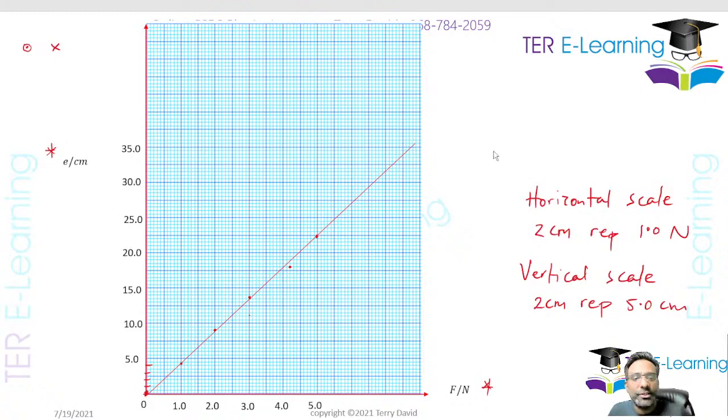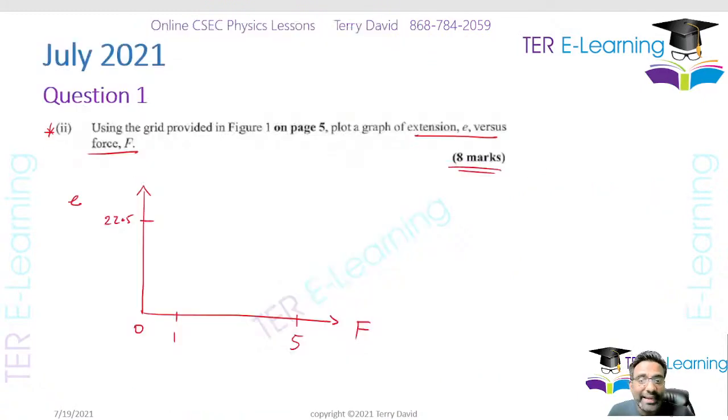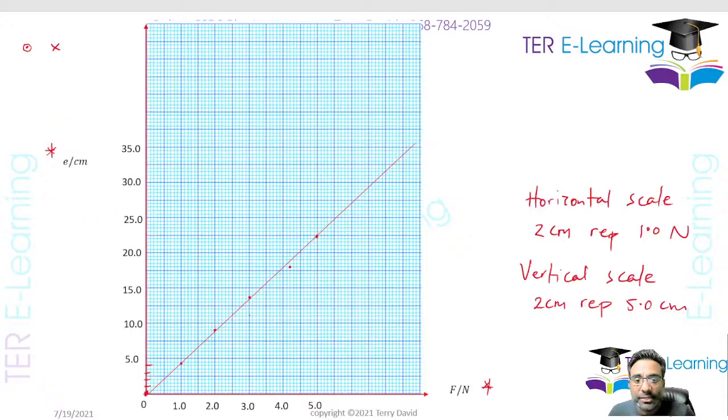Right? So what you need to do is draw a line of best fit, and that's my line there. In this question, for 8 marks, you're going to get marks for labeling your axes, choosing the correct scale, and all of those things. So that's the graph, that's what we need to plot.